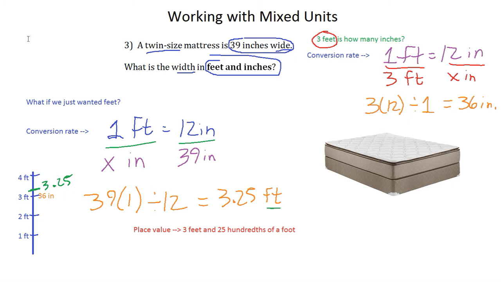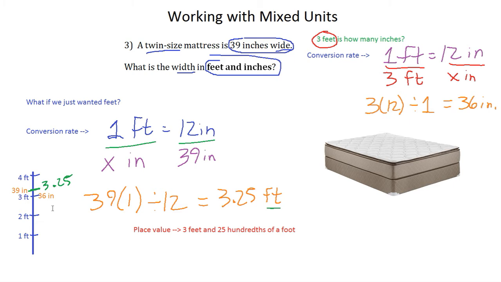Let's see where I can write that. 39 inches, and I guess we'll switch it over here onto the other side. So I can say, okay, so how much further? We're past 3 feet, we're past 36 inches, we got to get to 39 inches. So how much further do we have to go? How many extra inches do we have?